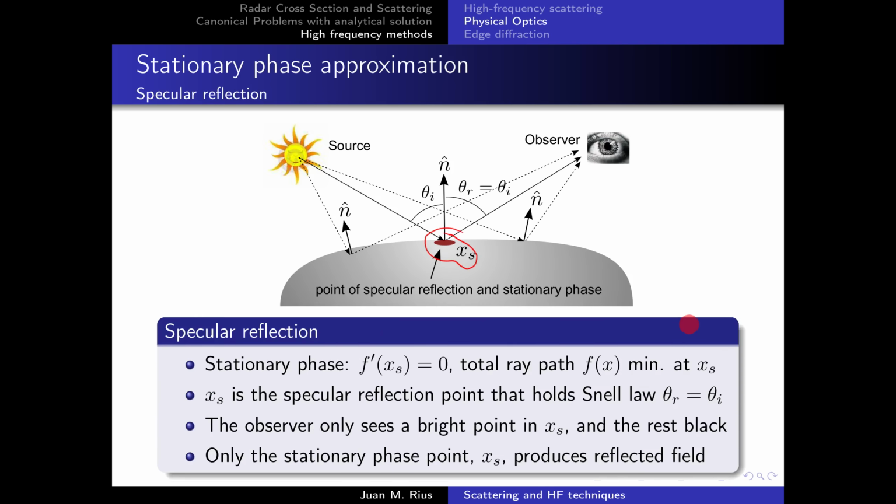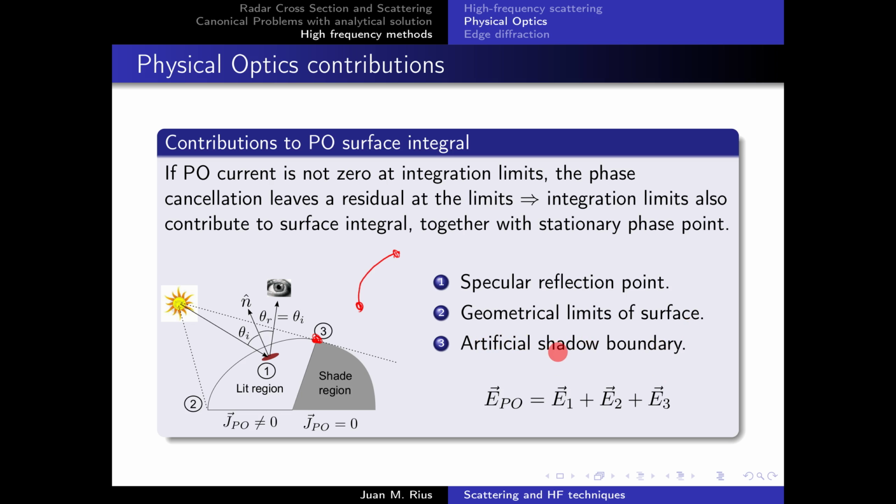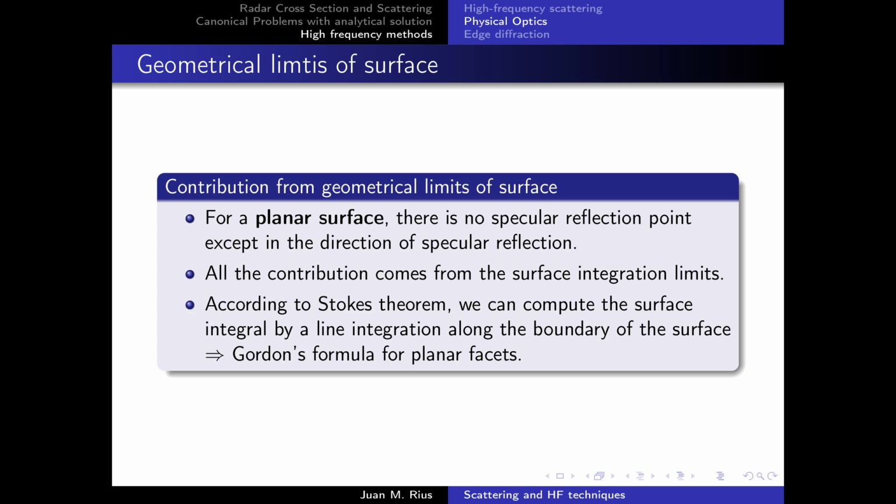So this contribution number 3, the contribution of the artificial shadow boundary, in fact, is a spurious contribution. More about this later. It's a spurious contribution because the actual current doesn't have this abrupt step termination between the illuminated region and the shade region.